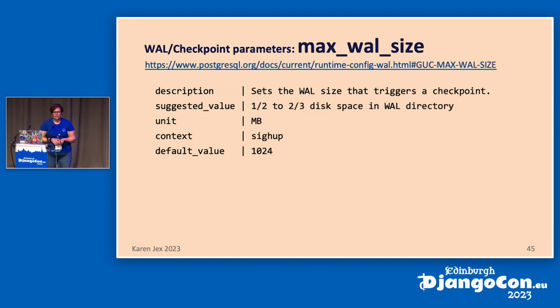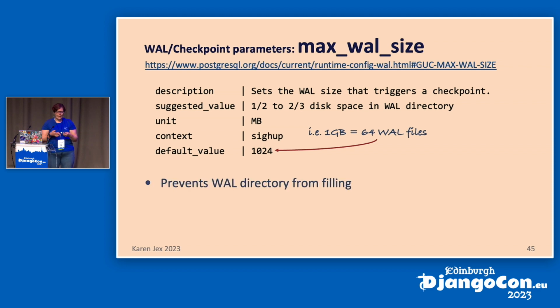We've also got max WAL size. So I said you want your checkpoints to be triggered by a timeout, ideally, so that they're regular, they happen at a time that you know and you expect it. But on the other hand, if you have sudden, unexpectedly high activity, you might want a checkpoint to be triggered before that. So the default value is 1 gigabyte, which is the equivalent of 64 WAL files. The suggested value is often quoted as a half to 2/3 of the disk space available in your WAL directory, but that doesn't tell you how big your WAL directory should be, so it's a bit of a chicken and egg situation there.